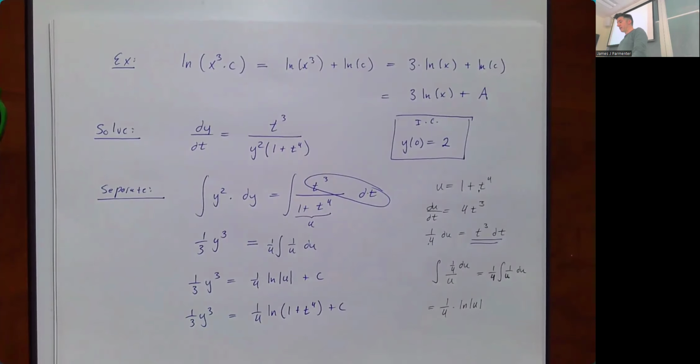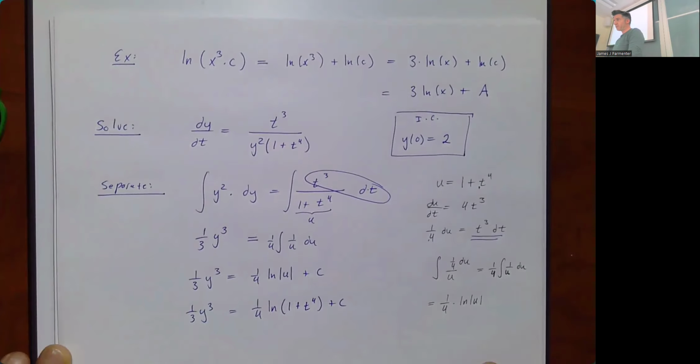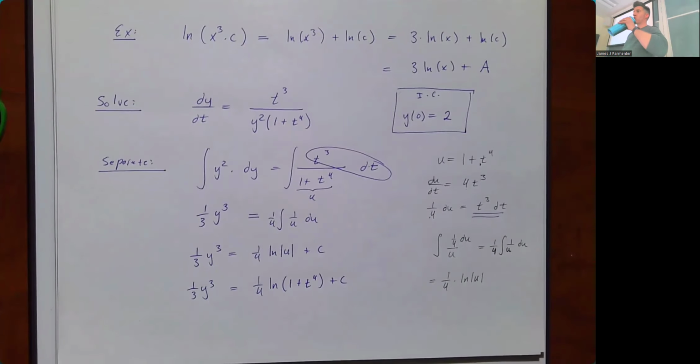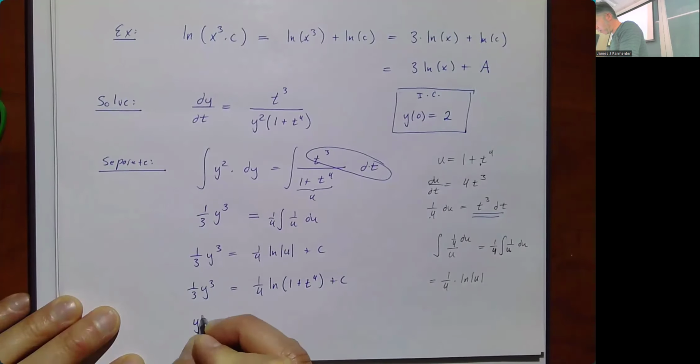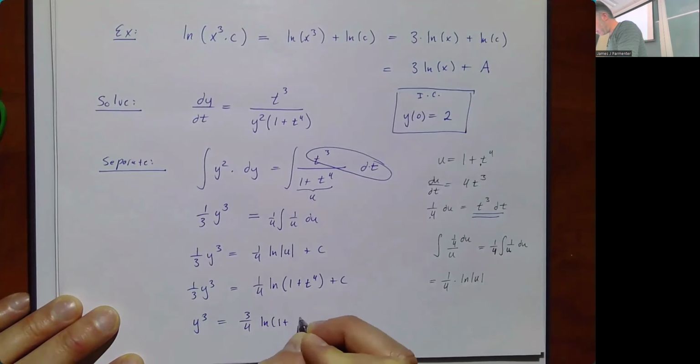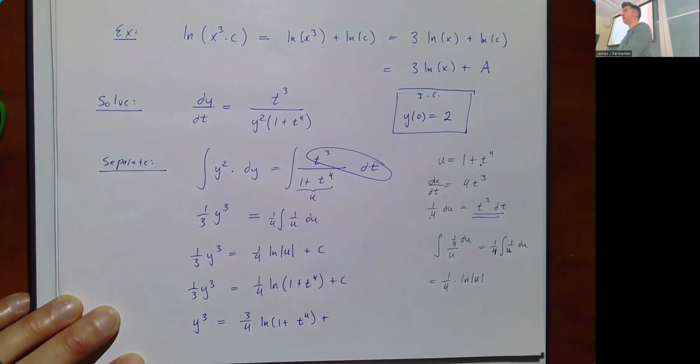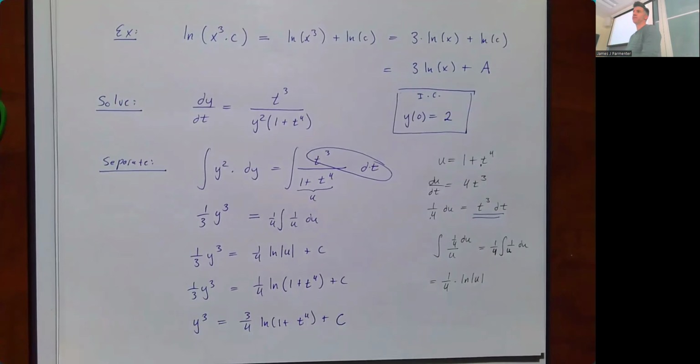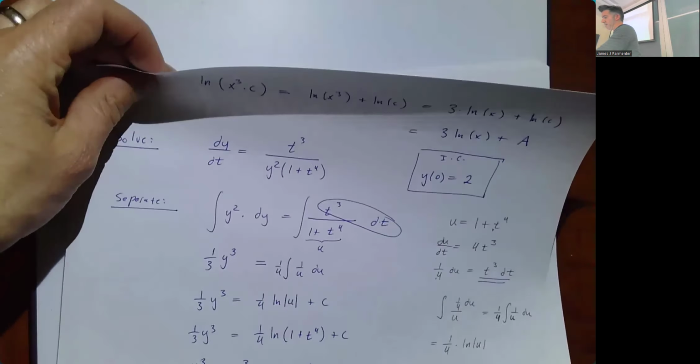Okay, so now I'm going to try and solve for y, which shouldn't be too terrible. First, I'm going to multiply both sides by 3. I'm going to get y cubed equal to 3/4 natural log of 1 plus t to the fourth plus 3 times a constant, which is still a constant. And this might be where I would choose to find c, but let's go ahead and just find y and do c last.